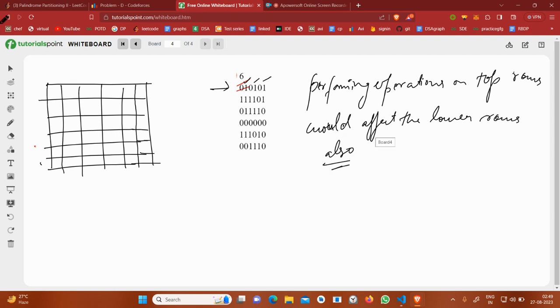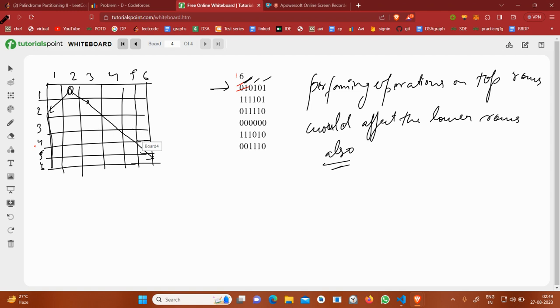Means the cells which lie in their impact would also get inverted. So 1 2 3 4 5 6, then 1 2 3 4 5 6. If I just invert this, suppose I am inverting this to 0, so obviously these will be the diagonal, these will be the diagonal, and this, and now again this, up till this. So all the rows would get affected.